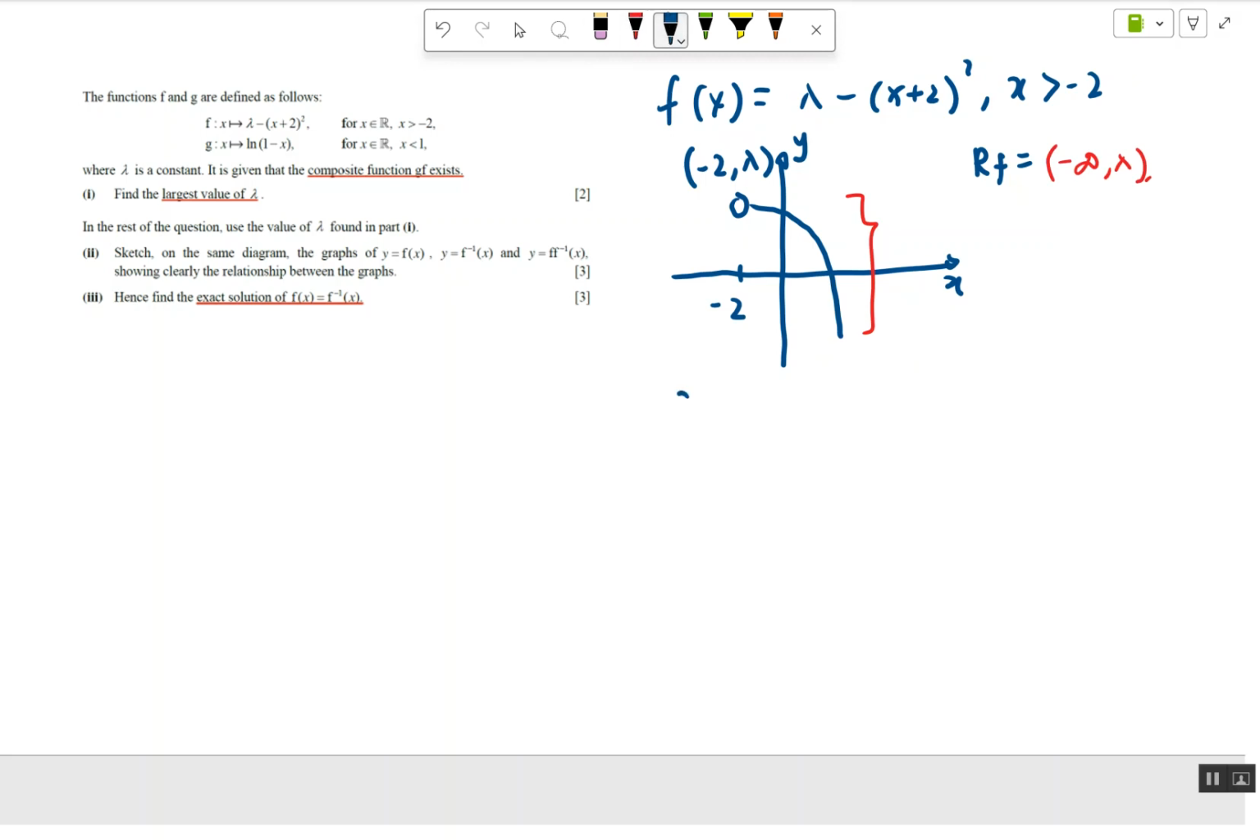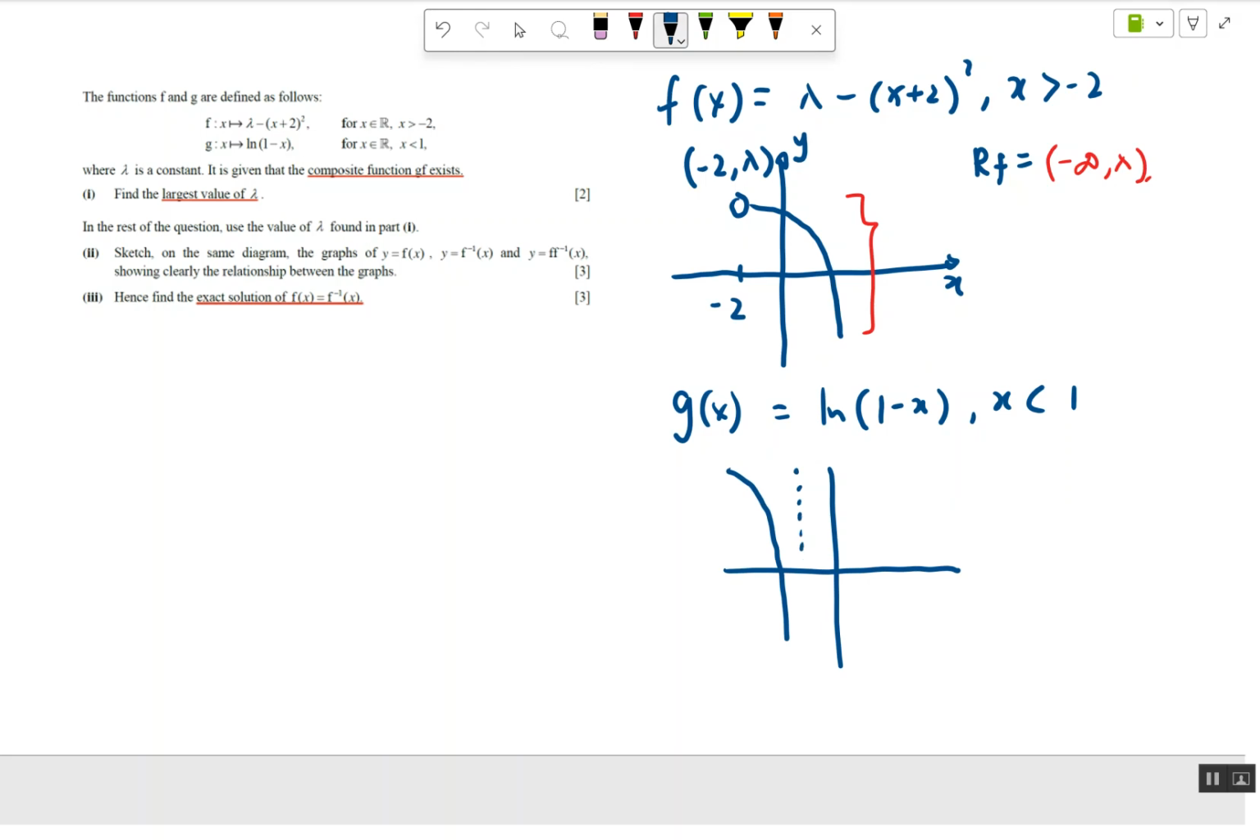For g(x), it is a ln graph, ln(1 minus x), x less than 1. If you put it into your GC, the GC is going to show you something like this without the asymptote. You have to know that the asymptote of a ln graph depends on whatever is inside the bracket over here. Because the question didn't ask you to sketch, a small rough sketch will do.